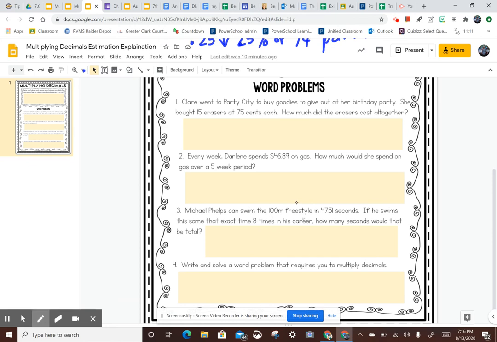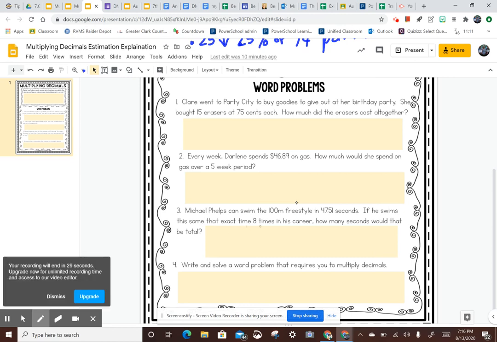So down here, what 2 numbers would we use? Michael Phelps can swim the 100-meter freestyle in 0.475 or 47 and 5/100 seconds. If he swims this exact same time exactly 8 times in his career, how many seconds would that be total? So do we really need this number?